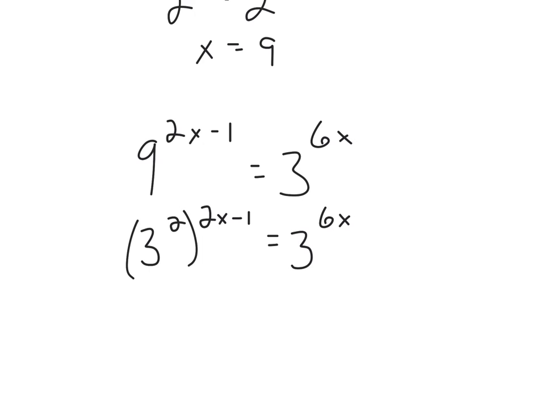Okay, alright. So, do we see how we got the 3 squared? Is everybody copacetic with that? Alright. Now, what happens when I raise a power to a power? We multiply. Which means I'm going to take the 2 and distribute it through 2x minus 1. And so we wind up with 3 raised to the 4x minus 2 power equals 3 to the 6x power. Good job.